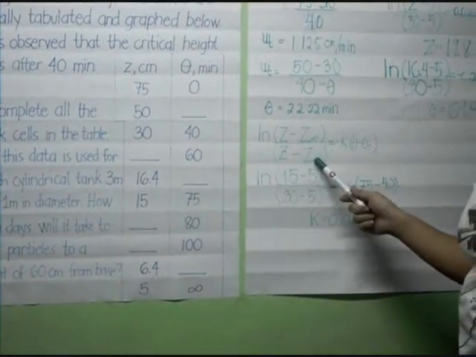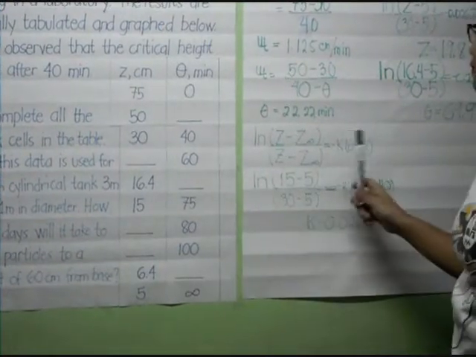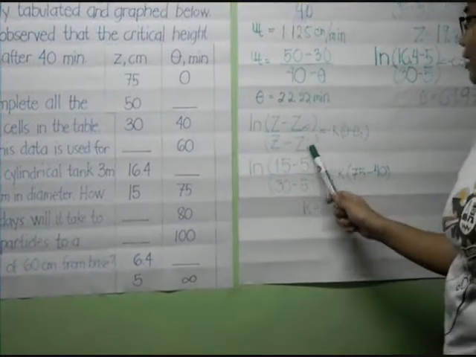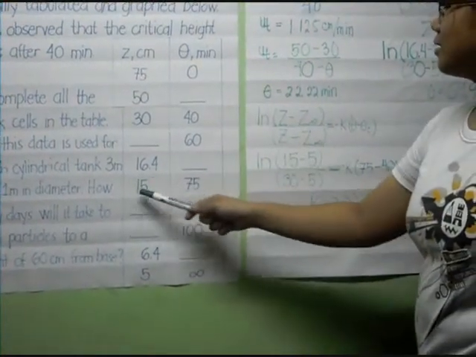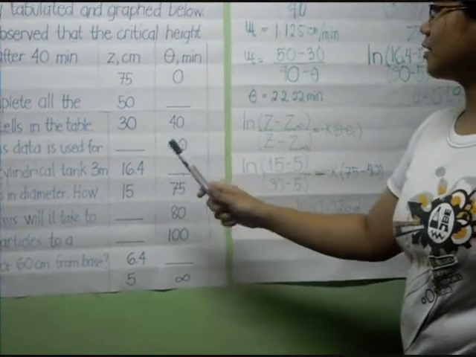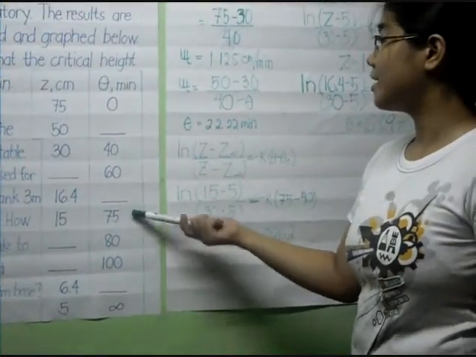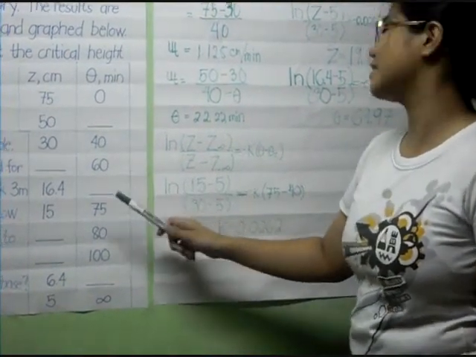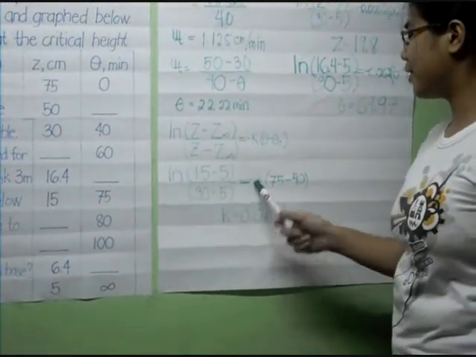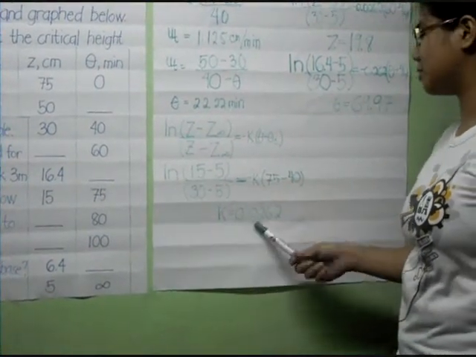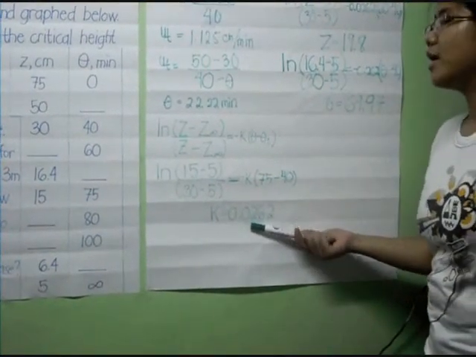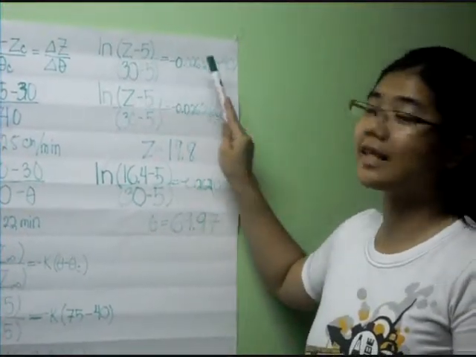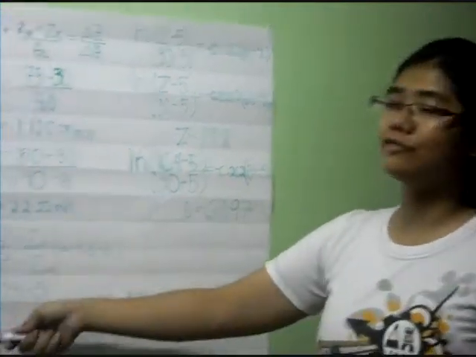So for you to be able to compute the data, you should first get the constant. Since in this part the height is given and also the time, this is the data that I use to get the constant, which is 0.0262. And for the remaining unknowns, I use this formula. The height and the time are dependent on the given data.